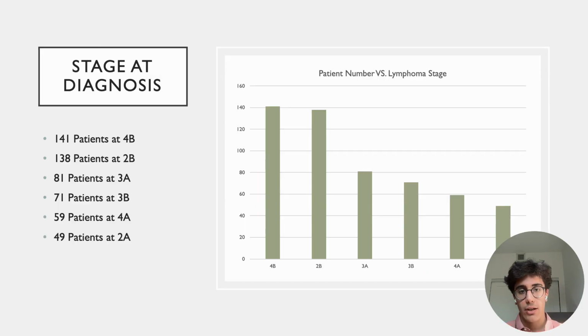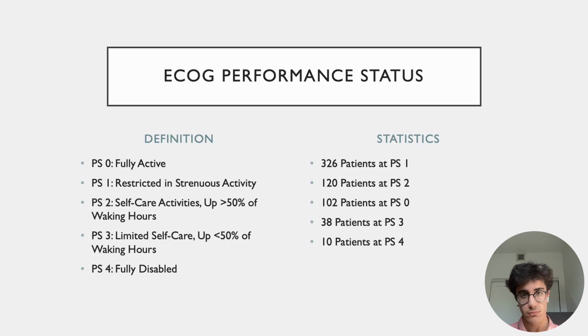So this is the diagram of stage at diagnosis. The two dominant groups are 141 patients at stage 4B and 138 patients at stage 2B. Now, this cohort skews towards advanced stage, B symptom positive disease. Likely it reflects a high risk or referral population rather than a general community sample.